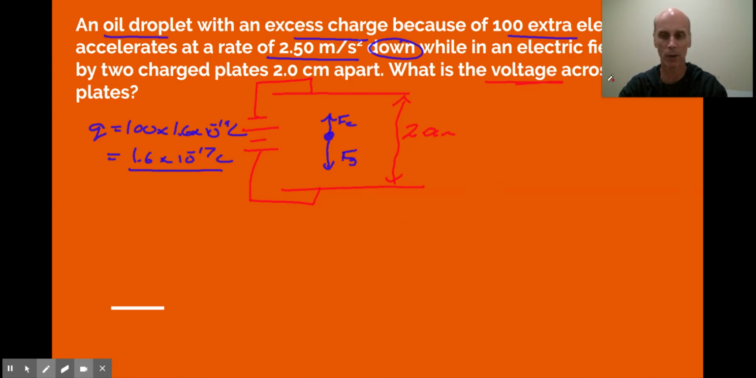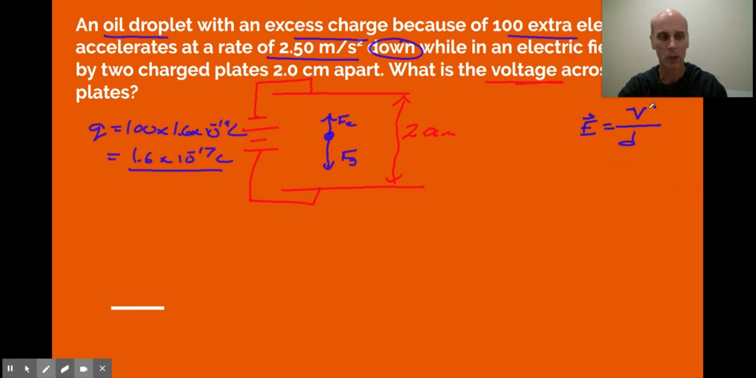We would like to find out the voltage across the plates. Well, if you can follow the logic, the voltage across the plates creates the electric field. So I'm going to write a couple formulas here that might be handy. One is that the electric field between these 2 plates is equal to the voltage over the distance between the plates.